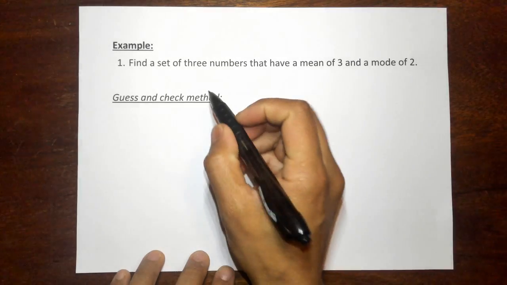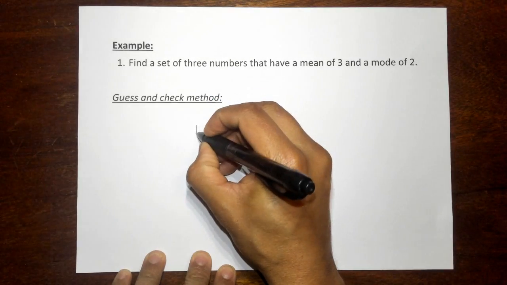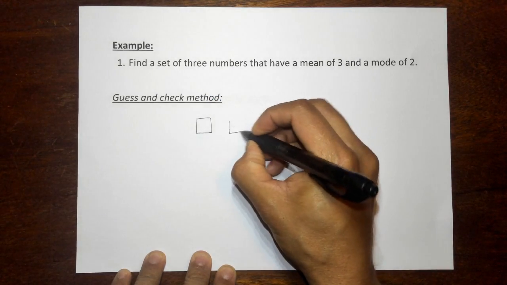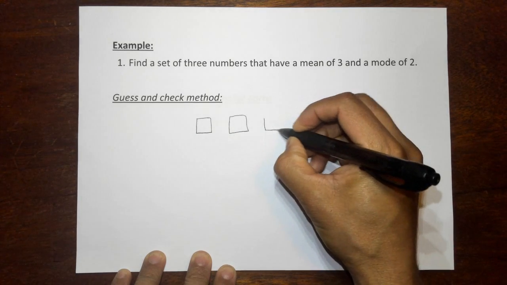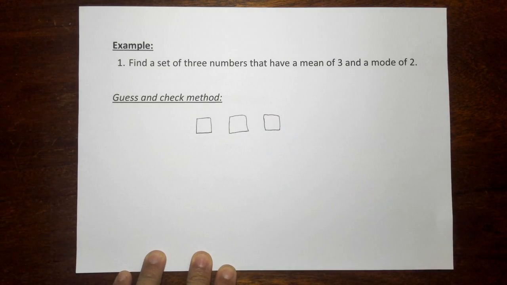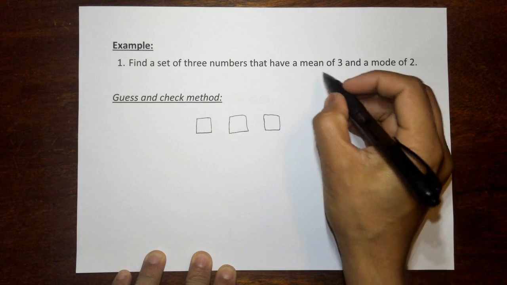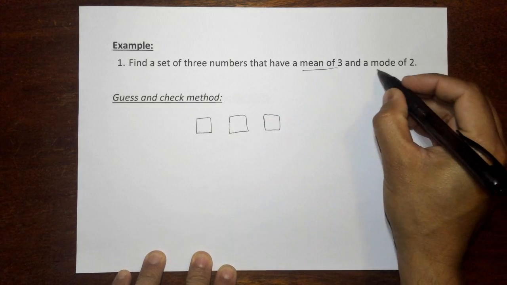First of all, we know that we have three numbers that we need. So we have three unknowns. I'm going to draw three boxes down. They are our unknown numbers. The other information that we've been told is that we have a mean of 3 and a mode of 2.